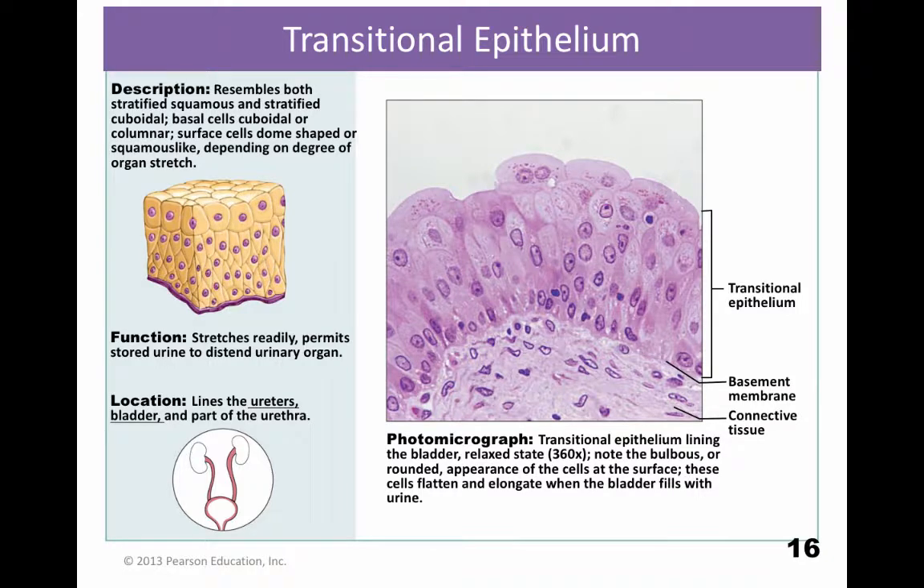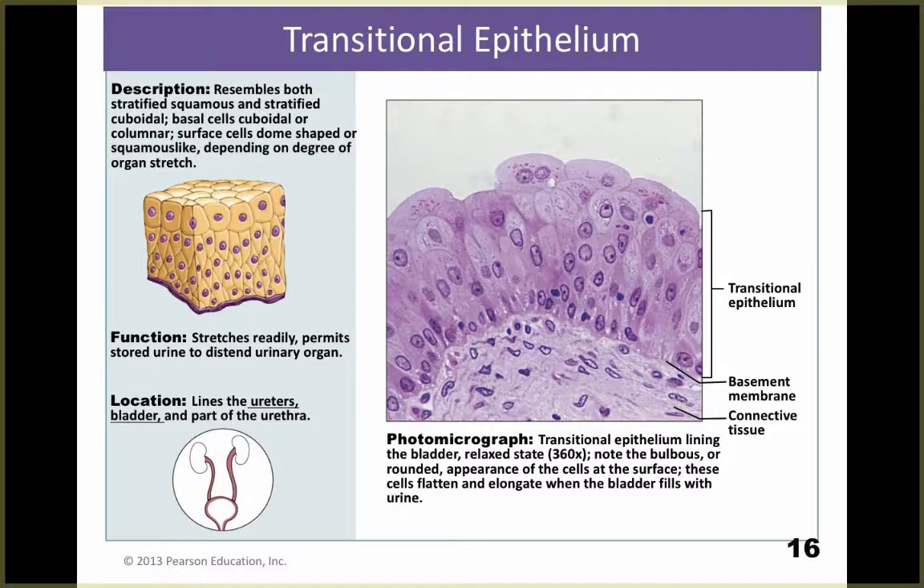Transitional epithelial tissue basically resembles both stratified squamous and stratified cuboidal. If you look at this up here, you can see that it looks very much squamous. But as you get down to the bottom, it starts looking more cuboidal, right? And you can see it in this cartoon they've given you here.